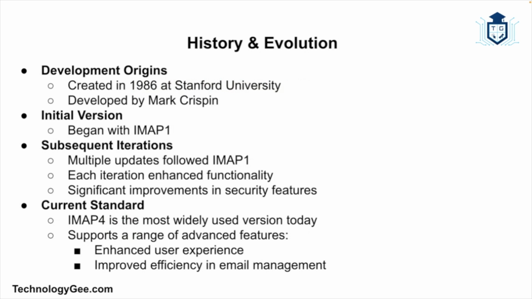So IMAP was developed in 1986 at Stanford University by a guy named Mark Crispin. And the initial version, which was IMAP version 1, was soon followed by several iterations, each improving functionality and security. And the most widely used version today is that of IMAP version 4, which supports a range of advanced features designed to enhance user experience and efficiency.